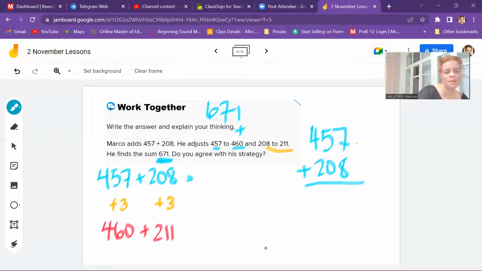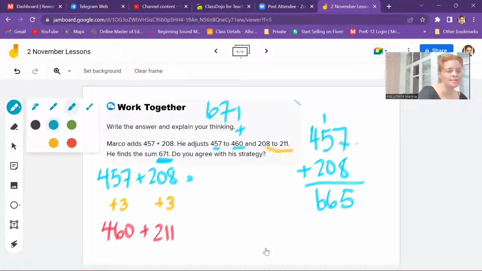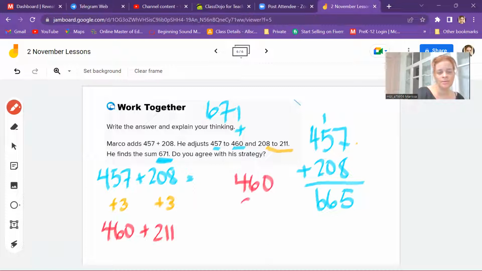Let's see. What's 7 plus 8? 15. Carry my 1. What's 1 plus 5? 6. What's 4 plus 2? 6. Now let's do this one, 460 plus 211. What is 0 plus 1? 1. What's 6 plus 1? 7. What's 4 plus 2? 6.